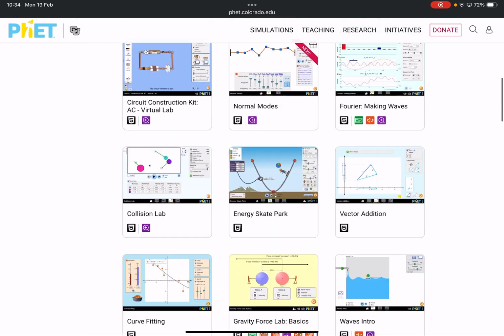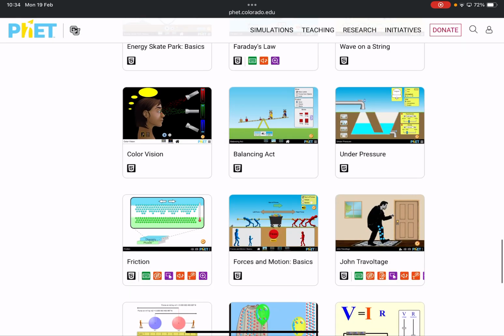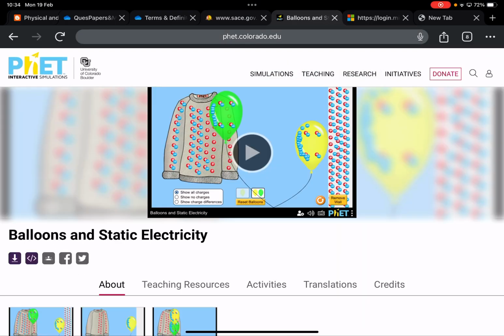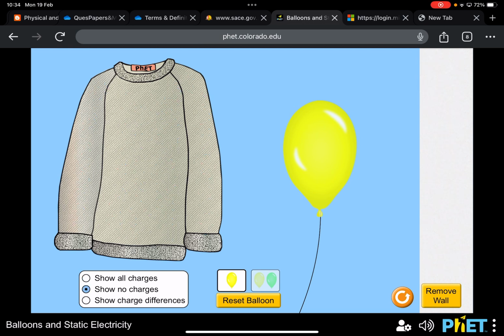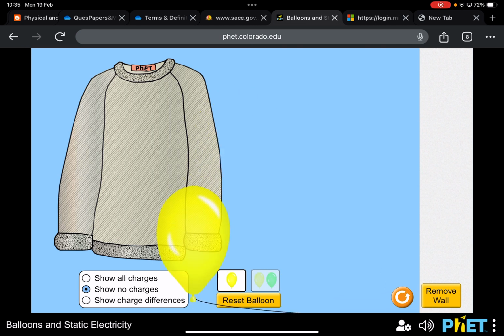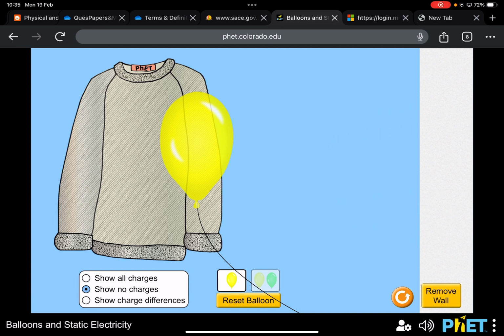Then I want to show you another thing. So here we have a jersey and a balloon. Now I'm going to rub the balloon on this jersey here. And I'm going to let the balloon go. What happens? They're attracted to one another. Why?